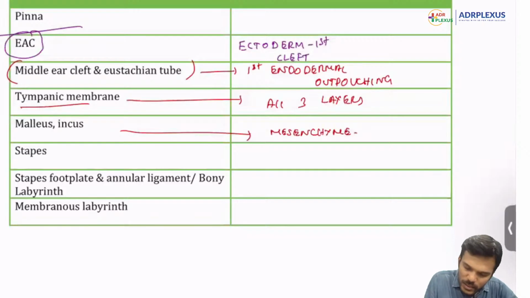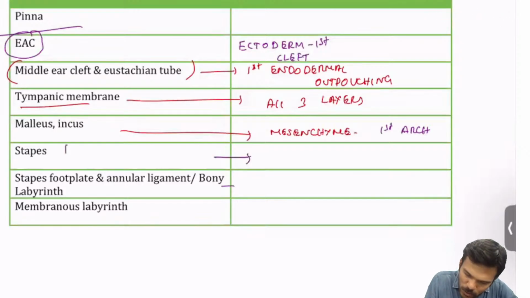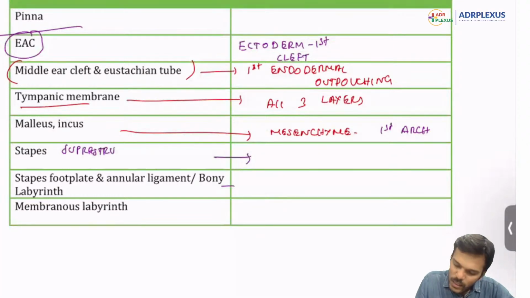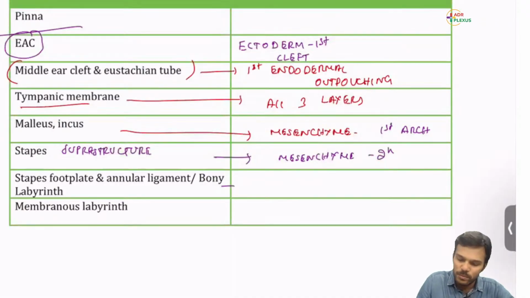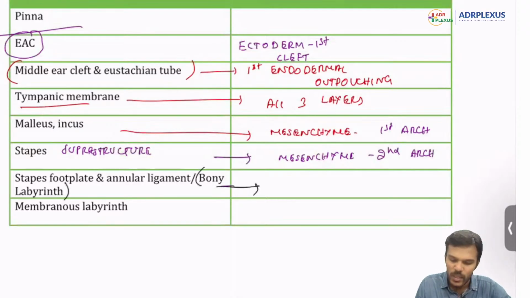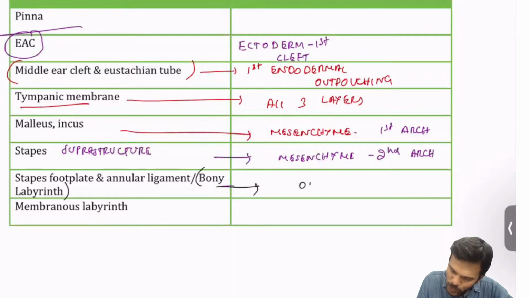Stapes footplate, stapes superstructure, to be precise, again mesenchyme. Second arch mesenchyme. Stapes footplate, annular ligament develops from bony labyrinth. Okay, this forms from the otic capsule. This membranous labyrinth forms from the otic vesicle.